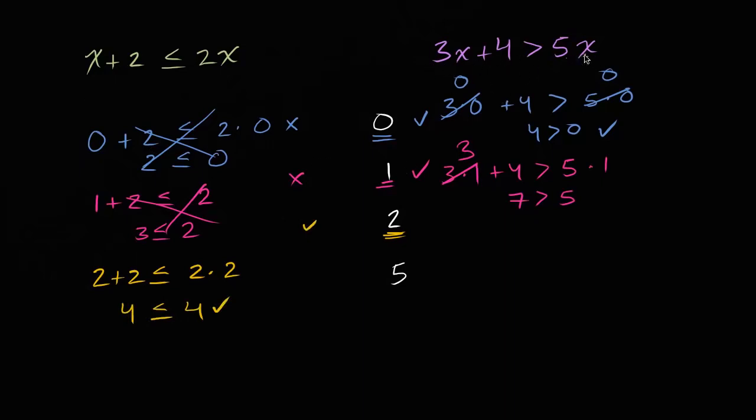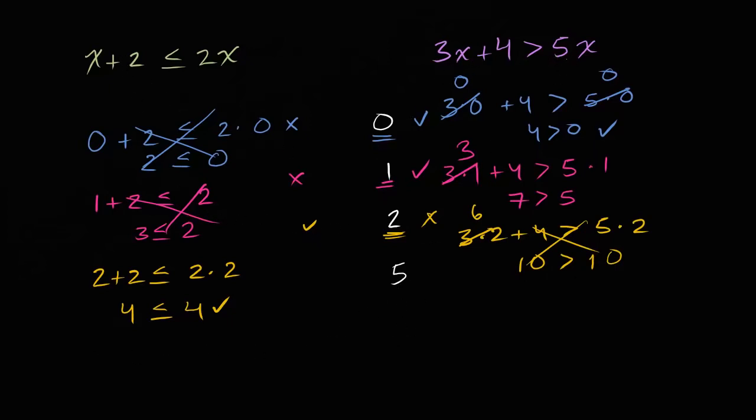What about this purple inequality? So let's see. 3 times 2 plus 4 needs to be greater than 5 times 2. So 3 times 2 is 6 plus 4 is 10, needs to be greater than 10. 10 is equal to 10. It's not greater than 10. So it does not satisfy this inequality. If this was a greater than or equal to, then it would have satisfied it, but it's not. 10 is not greater than 10. It would satisfy greater than or equal to because 10 is equal to 10. So 2 satisfies the left-hand one, but not the right-hand one.